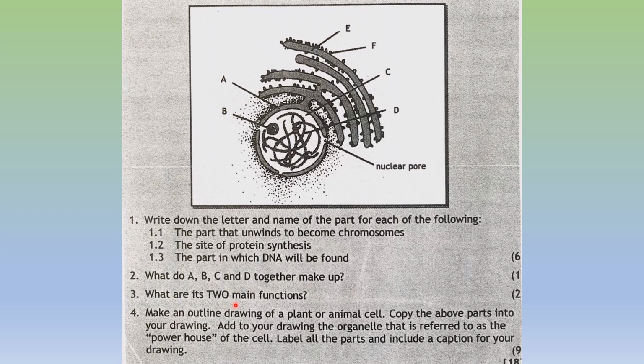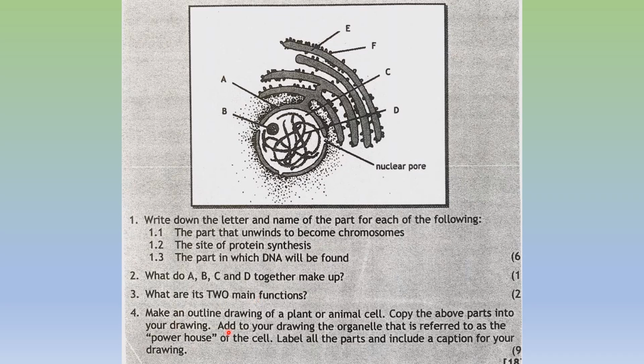And what are the nucleus' main functions? It contains hereditary information, meaning characteristics that are passed from parent to offspring. It also controls protein synthesis, meaning the manufacturing of protein within the cell. And it also controls the functioning of the cell. So that is three functions that it has.